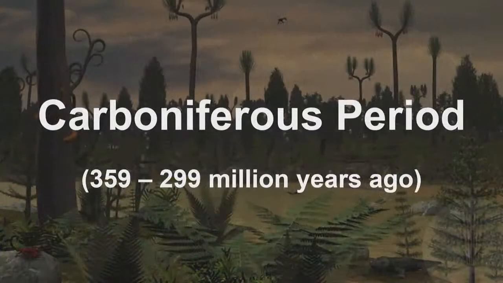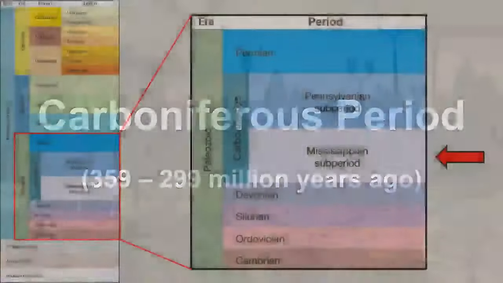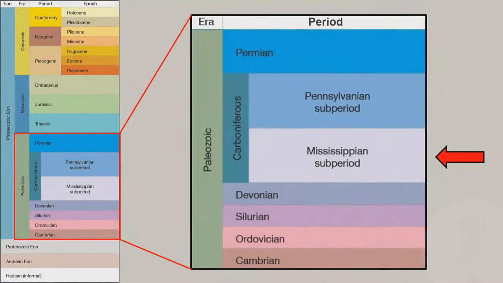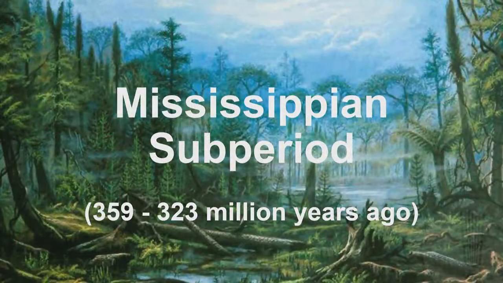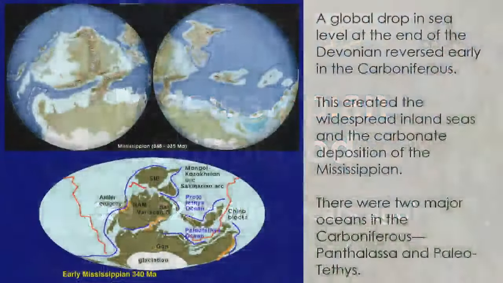All right, so the Carboniferous period, 359 to 299 million years ago. And this is divided up into two sub-periods, the Mississippian and the Pennsylvanian. And keep in mind, when you hear Mississippian, we're referring to the geological time period, not the cultural time period that you might hear as related to Native American history. So that Mississippian sub-period occurred from 359 to 323 million years ago.